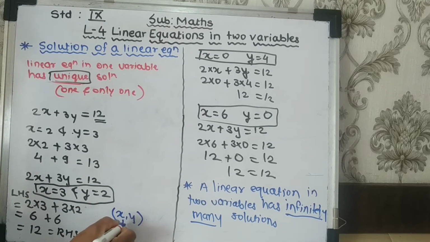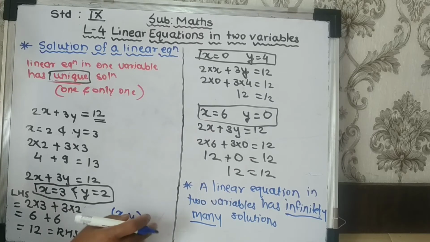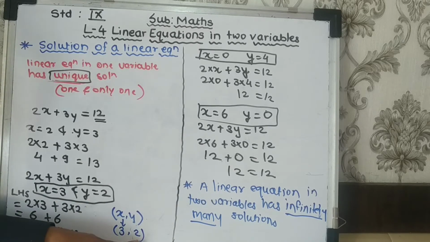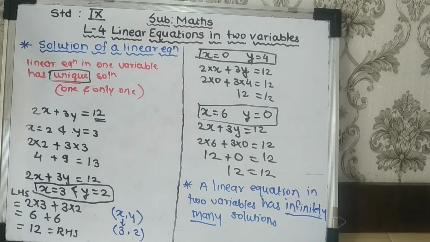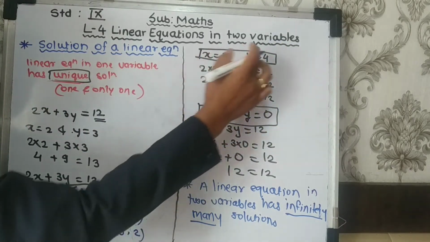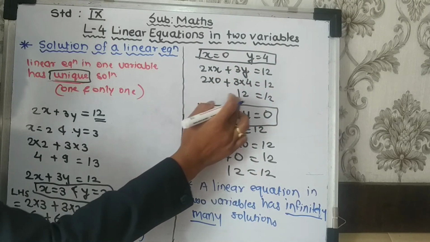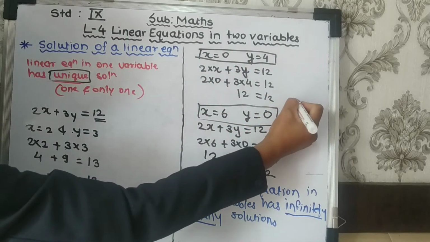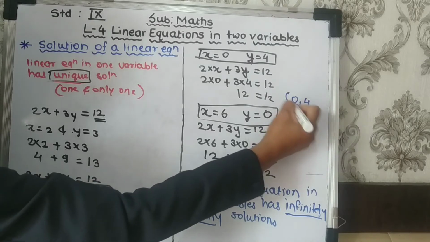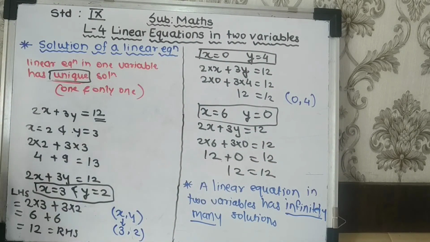So x value we will write as 3 and y value we will write as 2. Right. So (3, 2) is the solution of the equation. Similarly, I'll write here that when I put x equals 0 and y equals 4, that time it satisfies. So I'll write first x value 0 and y value 4. So (0, 4) is a solution of the equation.